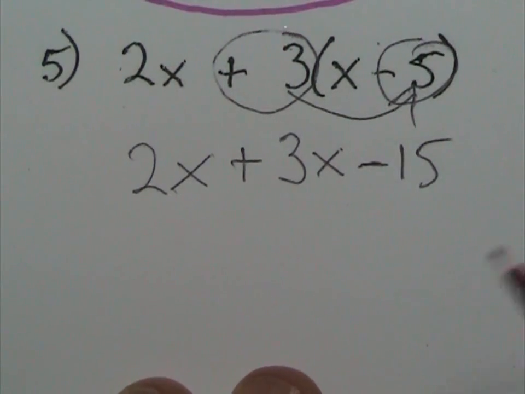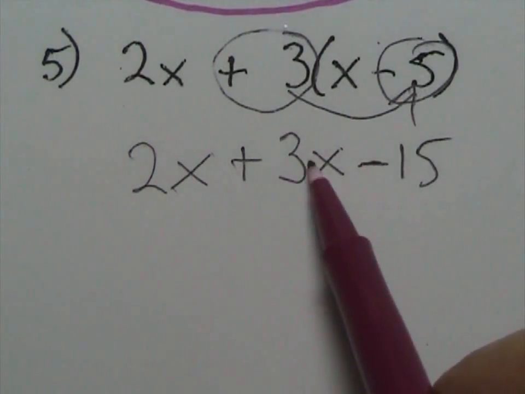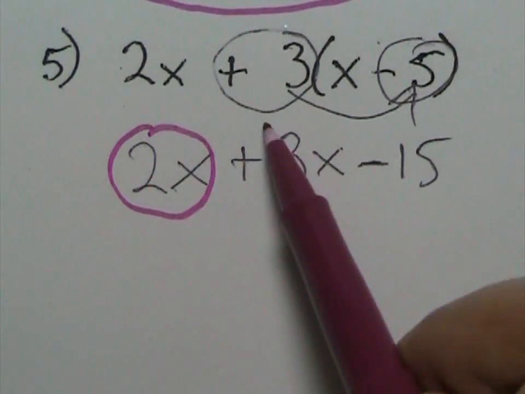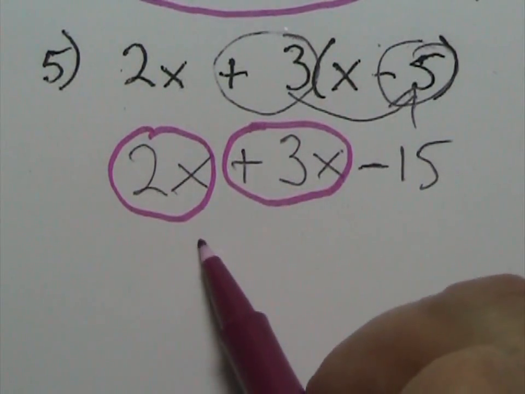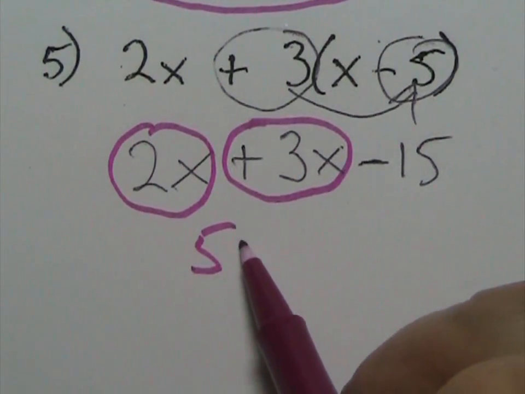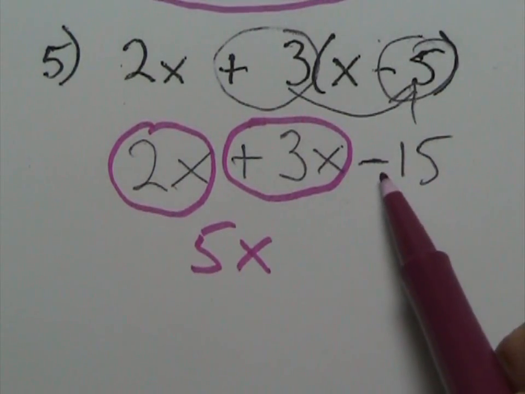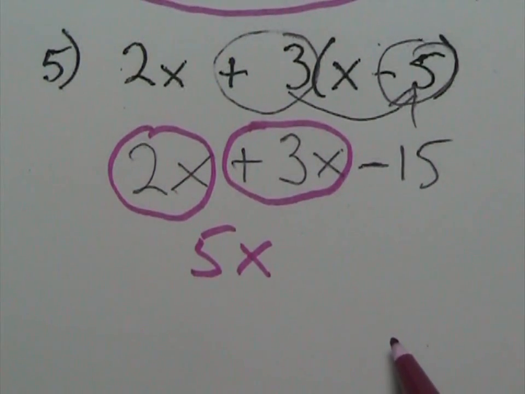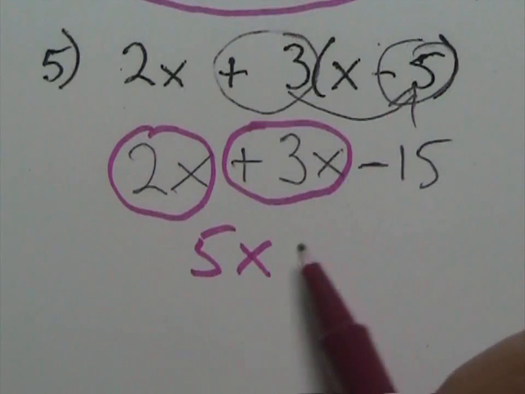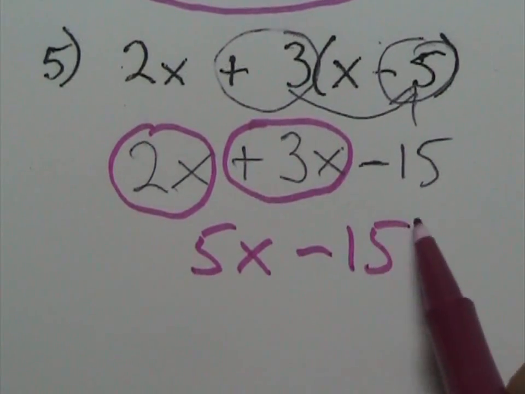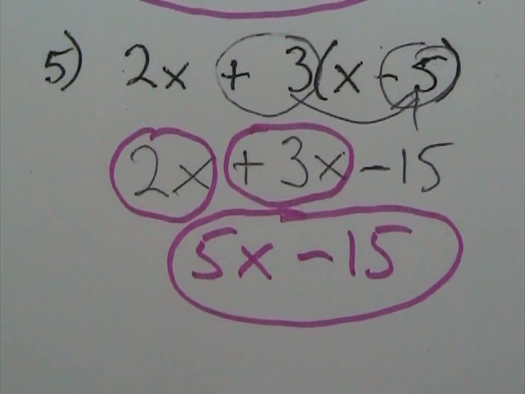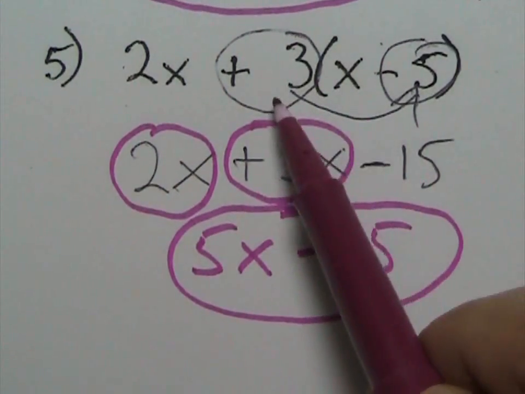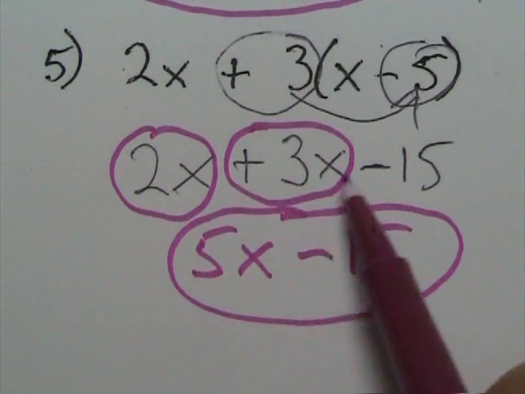Okay, so now we can combine our like terms. I have a 2x and a 3x. 2 and 3, that makes 5x. And then I have a constant of minus 15. Okay, there's nothing to combine it with. So I'll just say minus 15. And there is your answer. So do distributive first, and then combine like terms.